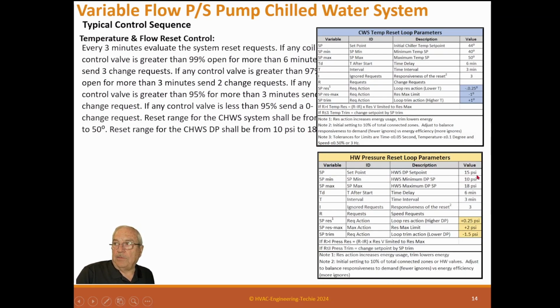So we have a 15 psi set point, 10 to 18 psi, 6-minute time delay, 3-minute time interval, 3 ignored requests. And it's going to change 0.25 psi, maximum of 2 psi, and we're going to trim by minus 1.5 psi. So what we're saying is we're going to get there fast if we need to. We can get there fairly quickly. And so those formulas are the same as up here.